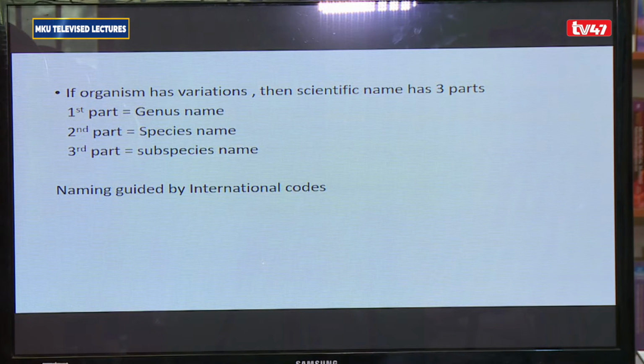First part, the genus name. Second part, the species name. And then the third part, the subspecies name. Again, the name is still guided by the international codes. So based on this fact that some names may not fit into the two-part naming system of binomial nomenclature, this gives us one of the limitations of binomial nomenclature. And there are many other limitations that binomial nomenclature has. For example, we do know some organisms may end up sharing the same generic name, yet they are not related to one another, and other limitations as well.